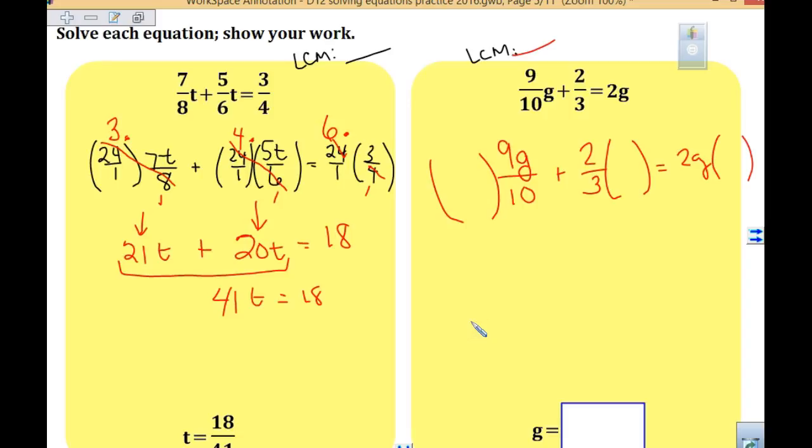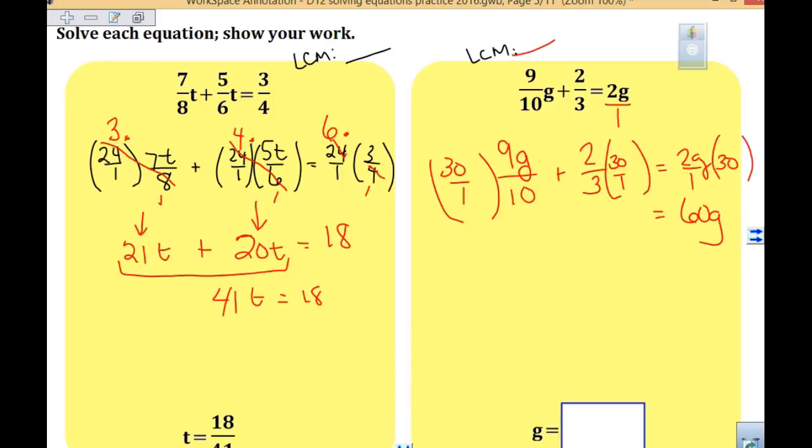What did you decide was the least common multiple that we're multiplying by, Callie? 10, 3, and this g is over what? 1. So what do I need to multiply all of them by? What's my least common multiple? Yes, 30. So put 30 over 1, right? And over here, I'm just going to put 30, right? Because this is just going to be 60g.